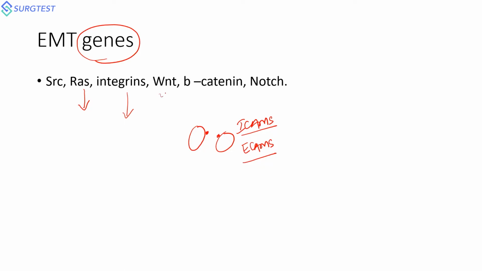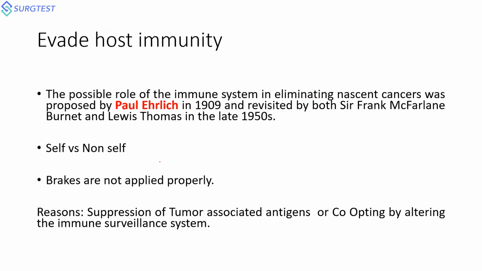Your WNT and beta catenin, we all know, have been studied along with colonic malignancy. Again, there your epithelial mesenchymal transition occurs. Your Notch gene in your BCC, basal cell carcinoma, again is your EMT gene. Mutation of the Notch gene will cause your basal cell carcinoma. Beta catenin is your colonic carcinoma. Almost all of these 5 genes are commonly implicated in your epithelial to mesenchymal transitions.